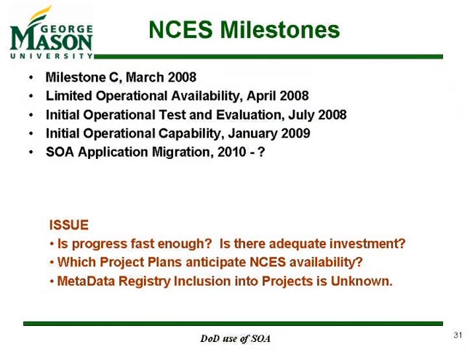So the milestone C is March 2008, IOC 2009, and the SOA migration starts in 2010. And my question is, this may be a nice leisurely pace, and it may be okay if we had no enemies. It may be okay if nobody is coming on our tail.